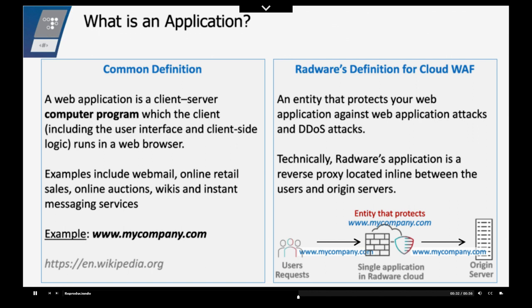In Radware's WAF solution, a web application is a logical entity that can protect one or more domains against web application attacks and DOS attacks, as long as they share the same SSL certificate, security policy, and origin server by IP address or FQDN. In this example, these three different domains are considered by Radware's WAF to be one web application.